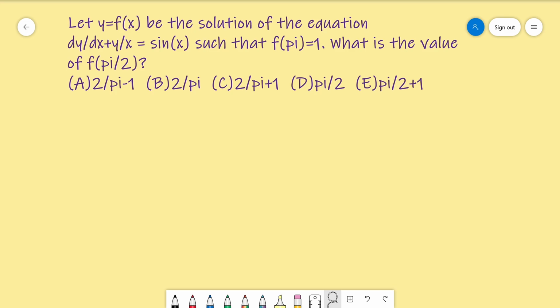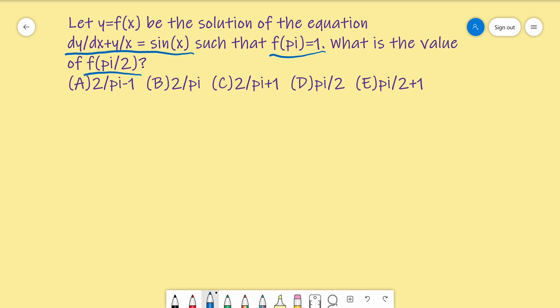Hey everyone, welcome back. This is the 7th question in the differential equations chapter of Cracking the GRE Math Subject Test. It's a pretty straightforward question. We're given a differential equation, there it is, and an initial condition, there it is, and we're trying to find f of pi over 2.